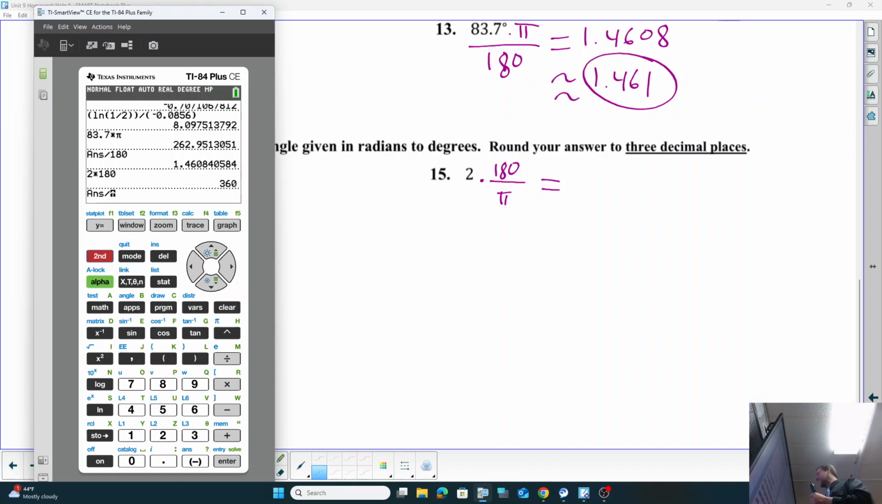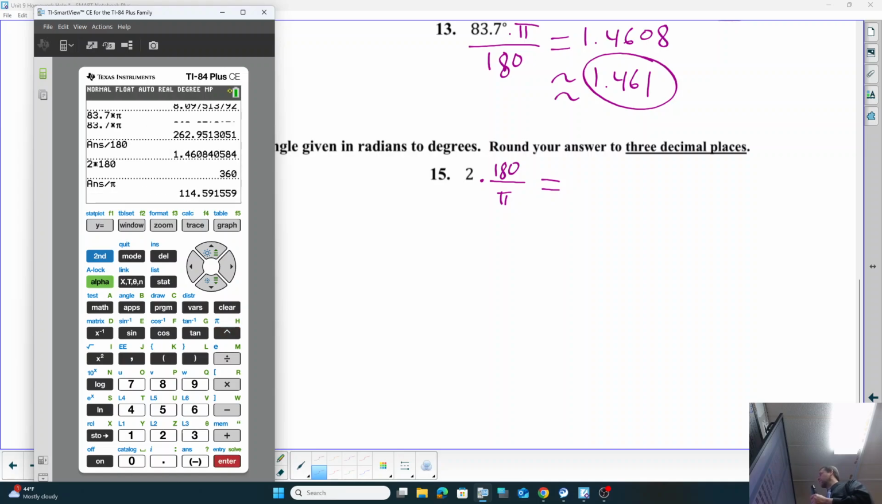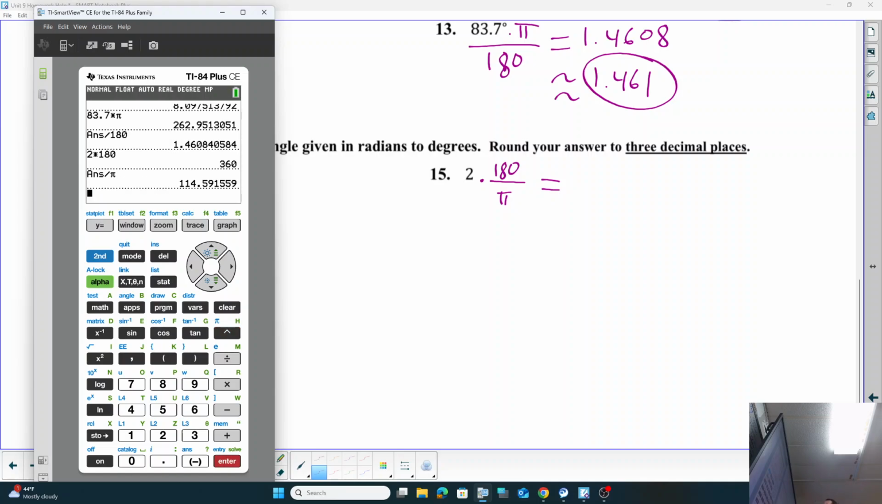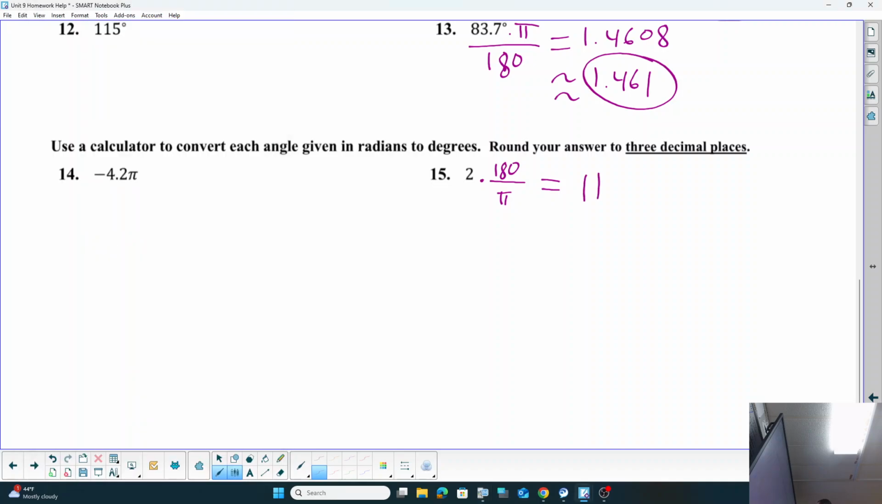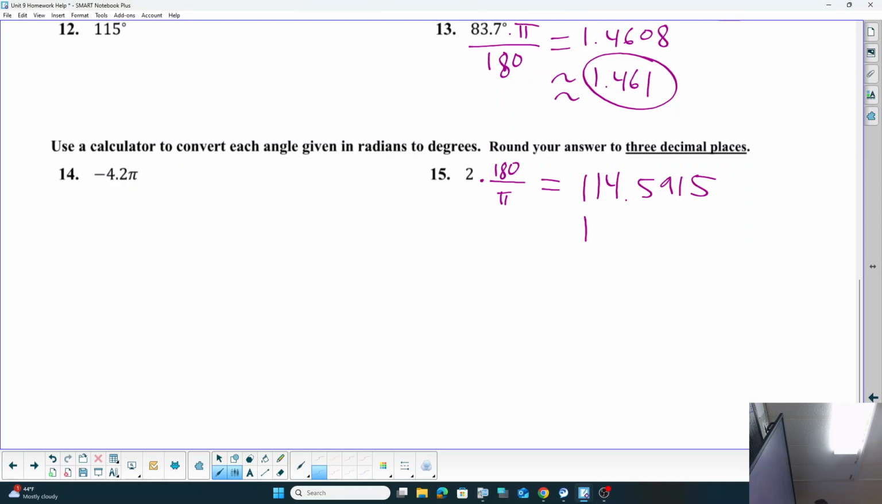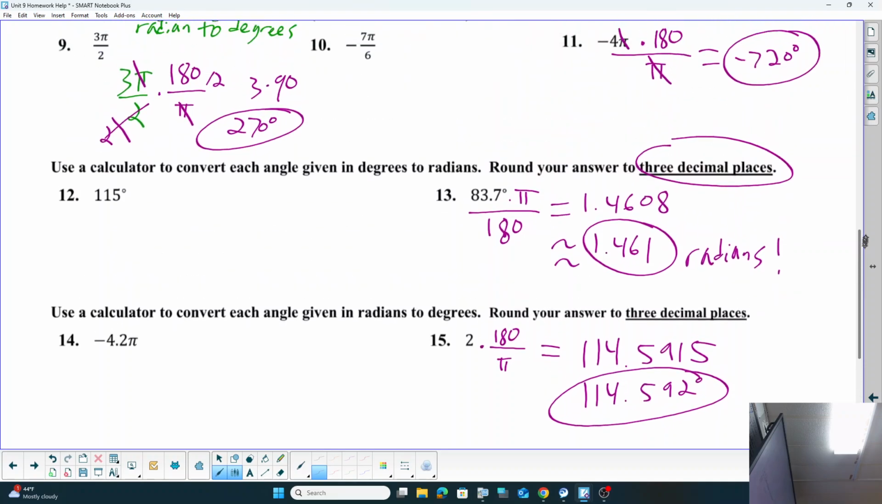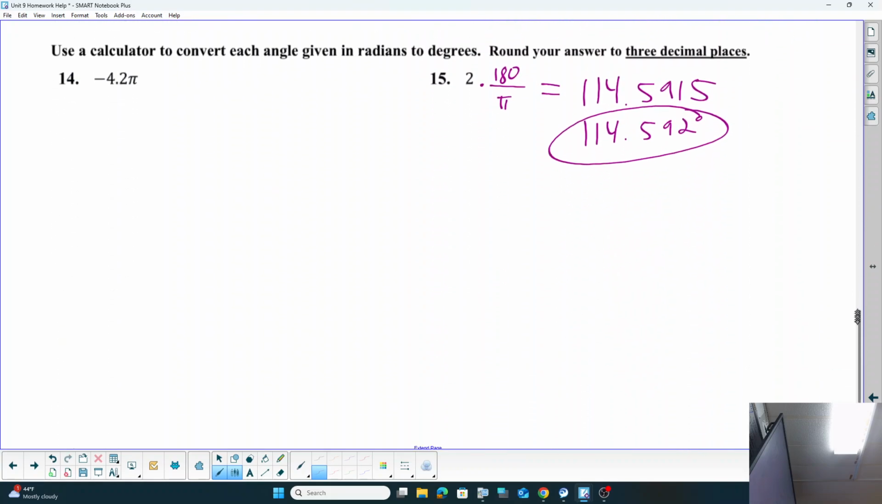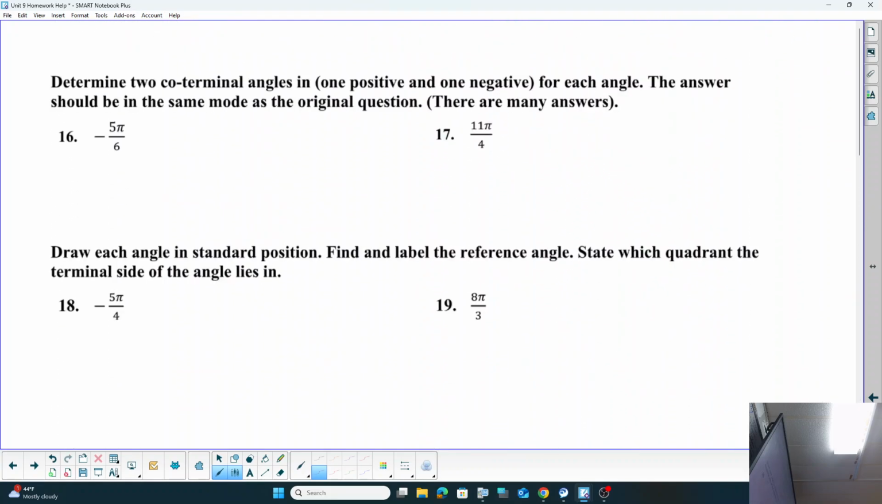360 divided by pi is 114.5915. So that's going to round up to 114.592, nice. All right, there we go. So that's degrees, and this is radians, and this is to degrees, using our calculator. Good job. Okay, next page.